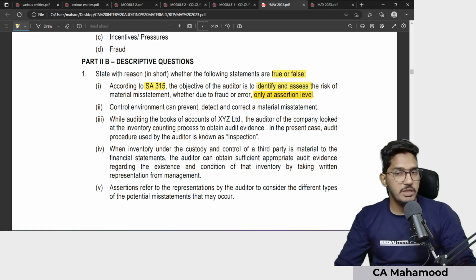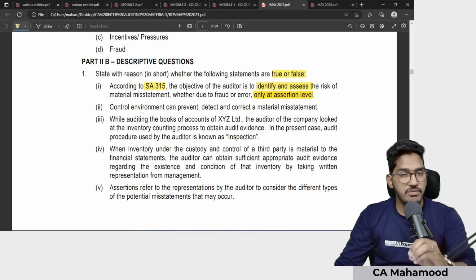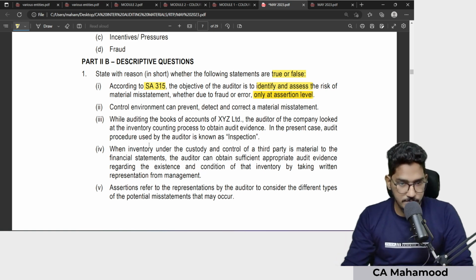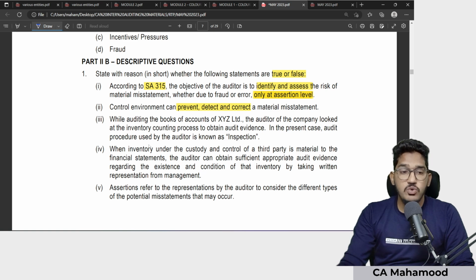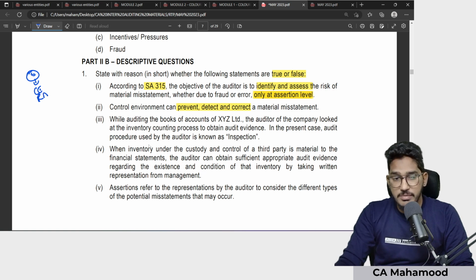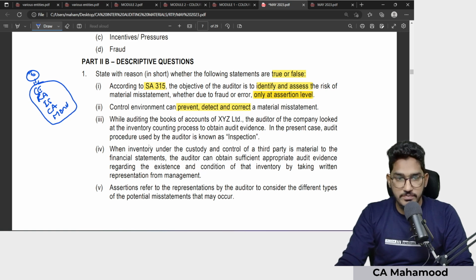So that's why the given statement will be false. The risk will be identified at financial statement level also. Next one. Control environment can prevent, detect and correct a misstatement. See, as we all know, internal controls contain 5 components, which are control environment, then we have entity's risk assessment, information system including business process, control activities and monitoring. To prevent, detect or correct a misstatement, we need to have all the 5 components in place.